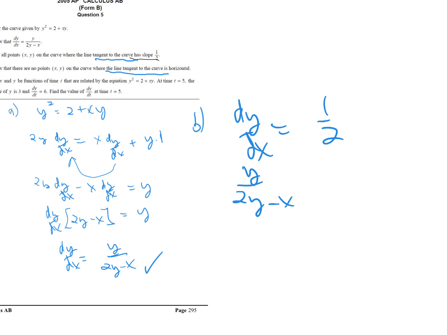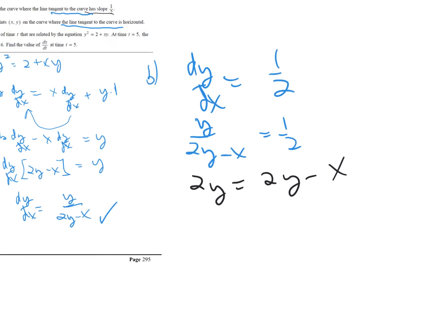Minus x equals 1/2. And what happens is, to show all points, you're creating an equation that will have a lot of x's and y's. It looks like a proportion to me, a fraction equal to a fraction. So I can create one horizontally by just cross multiplying. That'd be the easiest. 2y will equal 2y minus x.